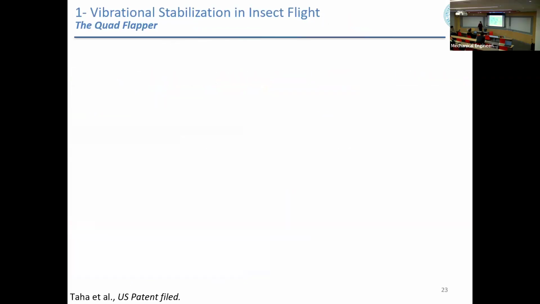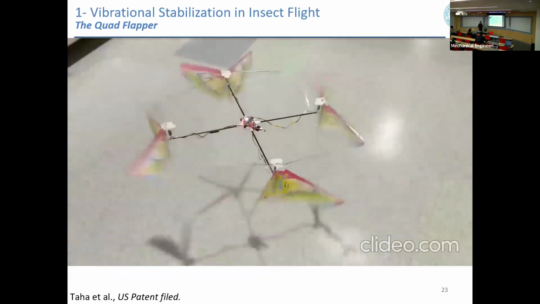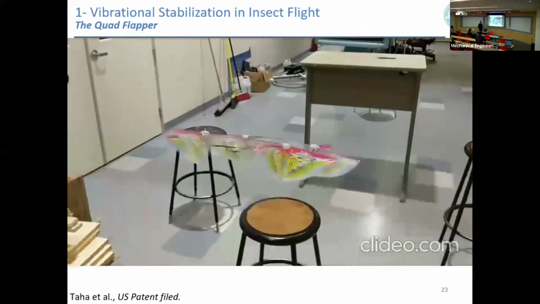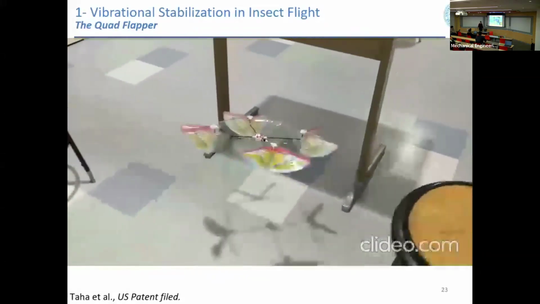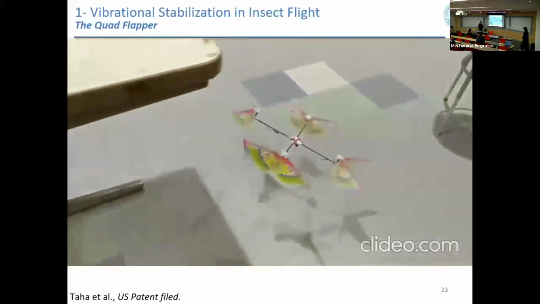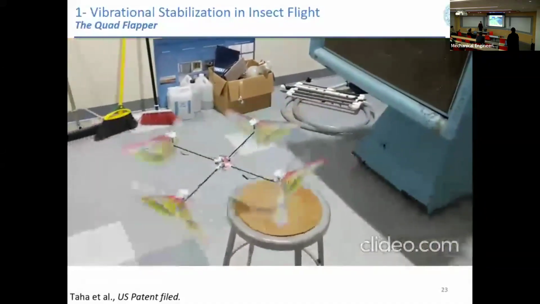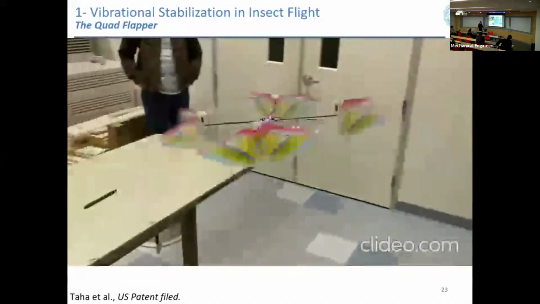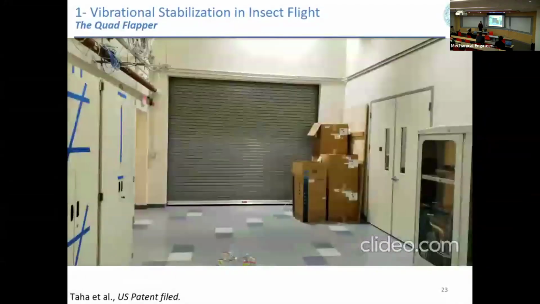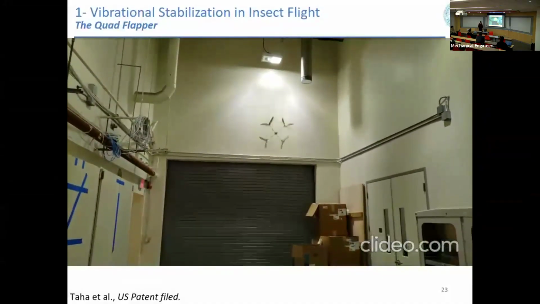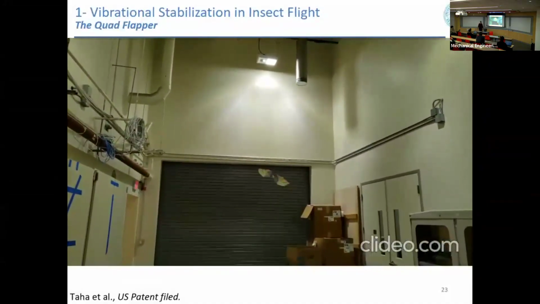Based on these concepts, we actually built this drone, if you want to say. So four flapping elements. And it's pretty controllable, as you can see. It's very precise control. And it's also very maneuverable. It does somersault here and does whatever.